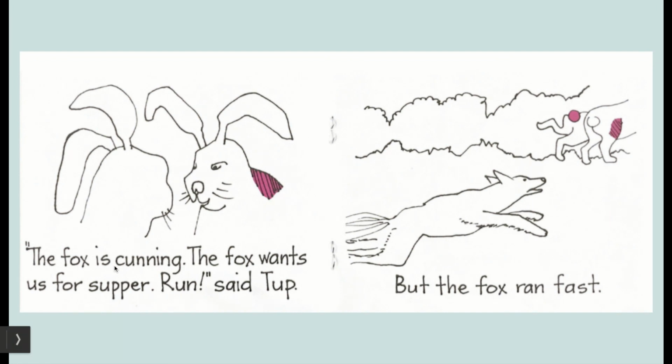The fox is cunning. Cunning. The fox wants us for supper. Run, said Tup. The fox is cunning. Cunning means smart. He's tricky. But the fox ran fast.